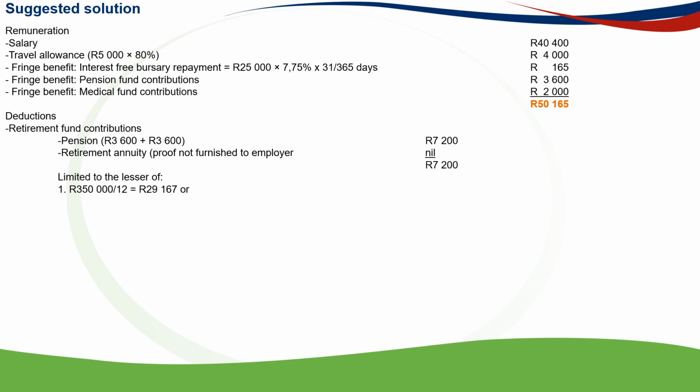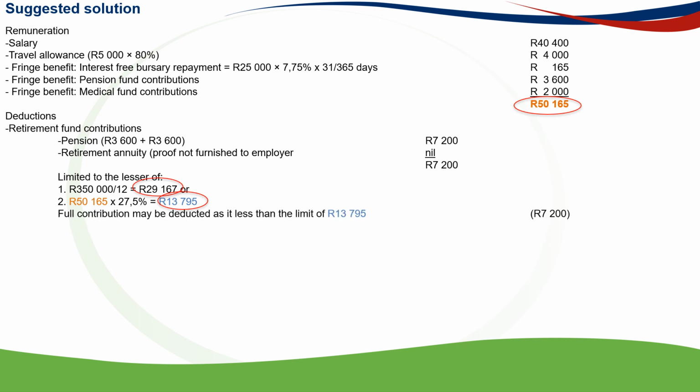So divided by 12 gives us 29,167. And the other calculation is of the remuneration, 50,165 multiplied by 27.5% gives us 13,795 Rand. So we will then go and see what the actual contributions was: 7,200.